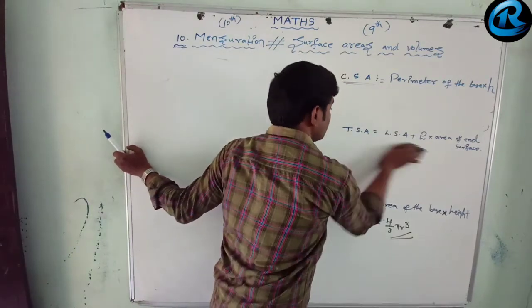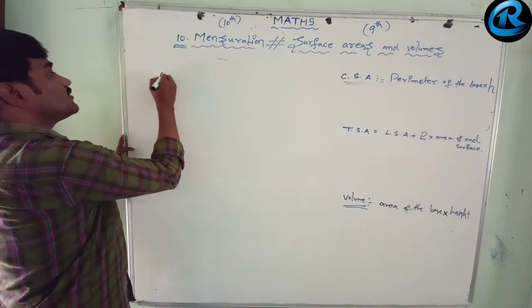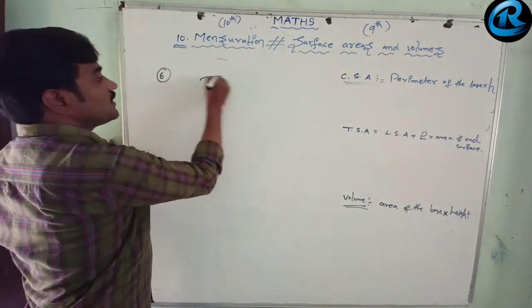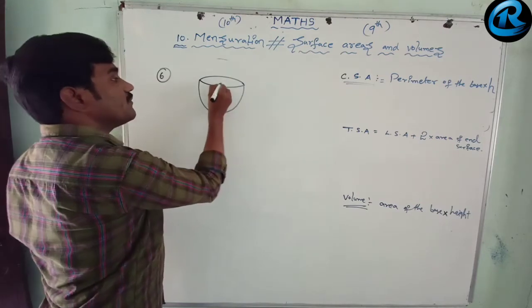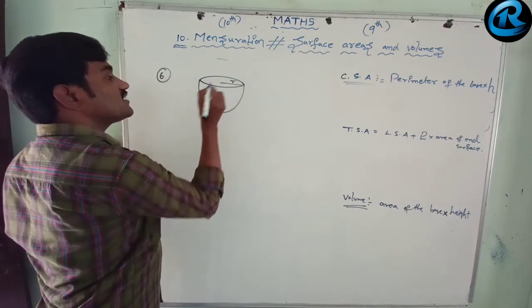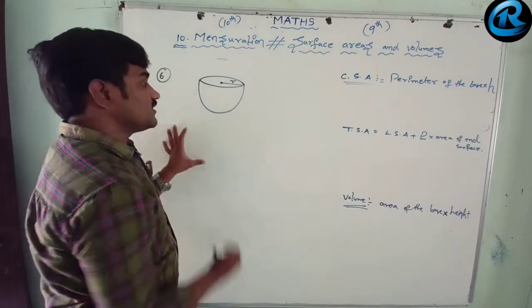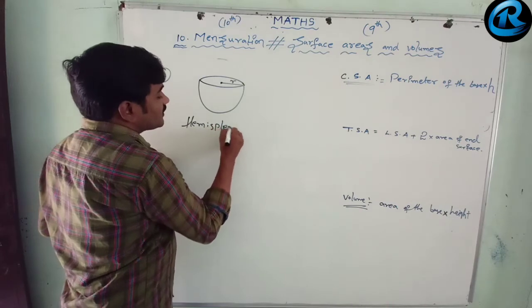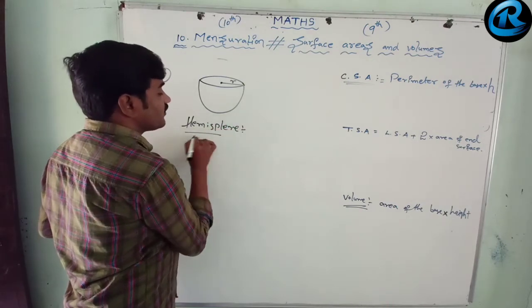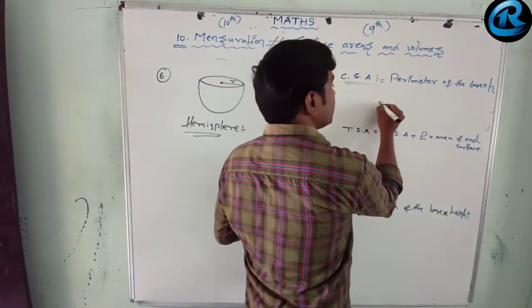And now we go for a hemisphere. If you cut the sphere into two equal parts, then we get a hemisphere. This is called a hemisphere. This is the radius of the hemisphere. For the sphere and hemisphere, if you know the radius, that's enough. If you know the radius, we can find out the answer.